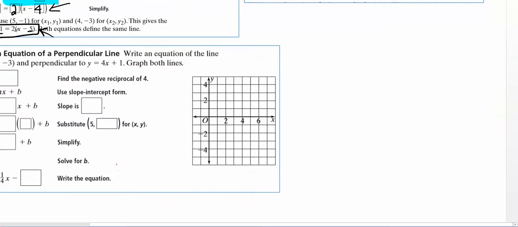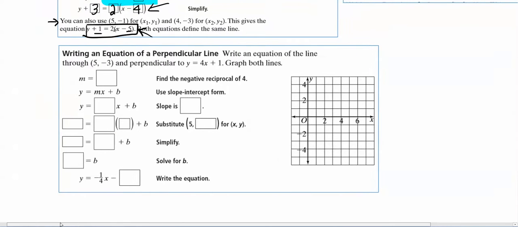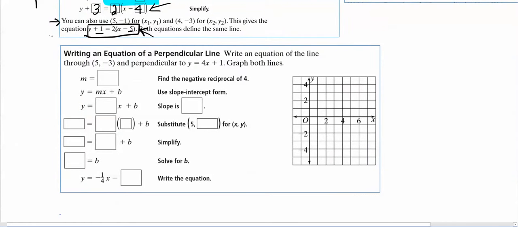All right, last question. It says writing an equation of a perpendicular line. Write an equation of the line through (5, negative 3) and perpendicular to y equals 4x plus 1. Okay, let's start by talking about what we're talking about. There's a line, 4x plus 1. Let's practice graphing it. We're going to have to graph it anyway.